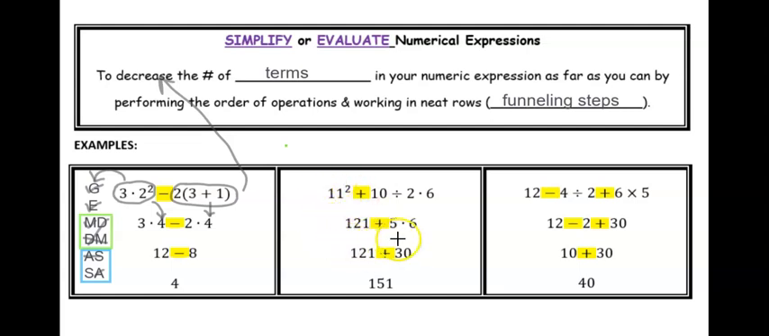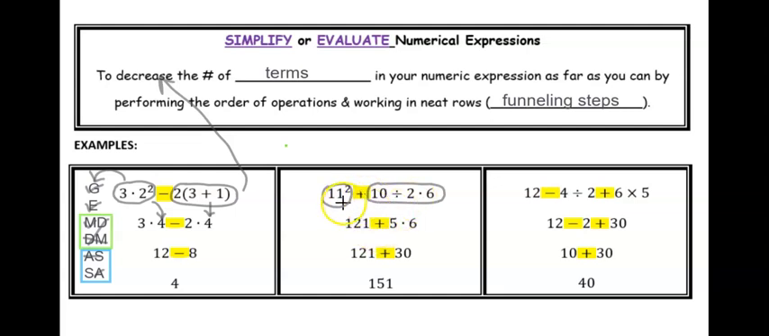Okay, here's our next expression. It's 11 squared plus 10 divided by 2 times 6. So again, it's important that we identify where the pluses and minuses are because they help us to see the terms of the numeric expression. The first term in our expression is 11 squared, and the second term has operations within it: 10 divided by 2 times 6. Here's the plus sign, which separates both of those terms.